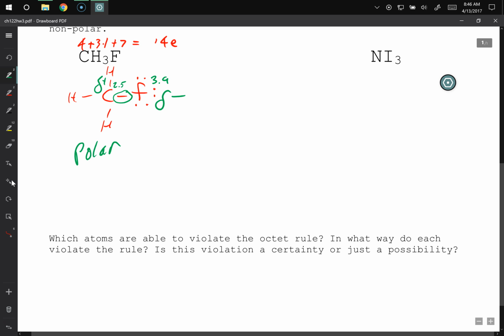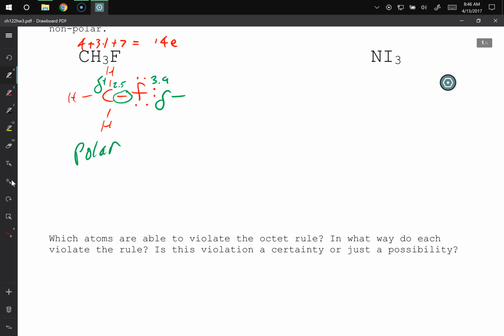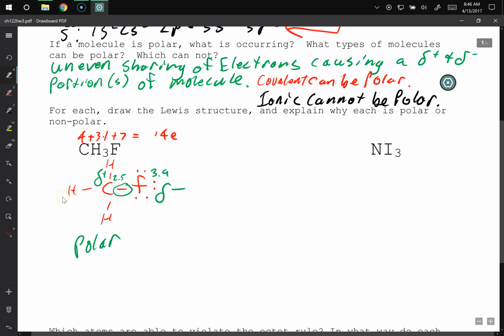So now the other question is, does it mix with water? Yeah, because water is polar. Okay. How about this next one? So I've got 5 plus 3 times 7, so 26 electrons to deal with.